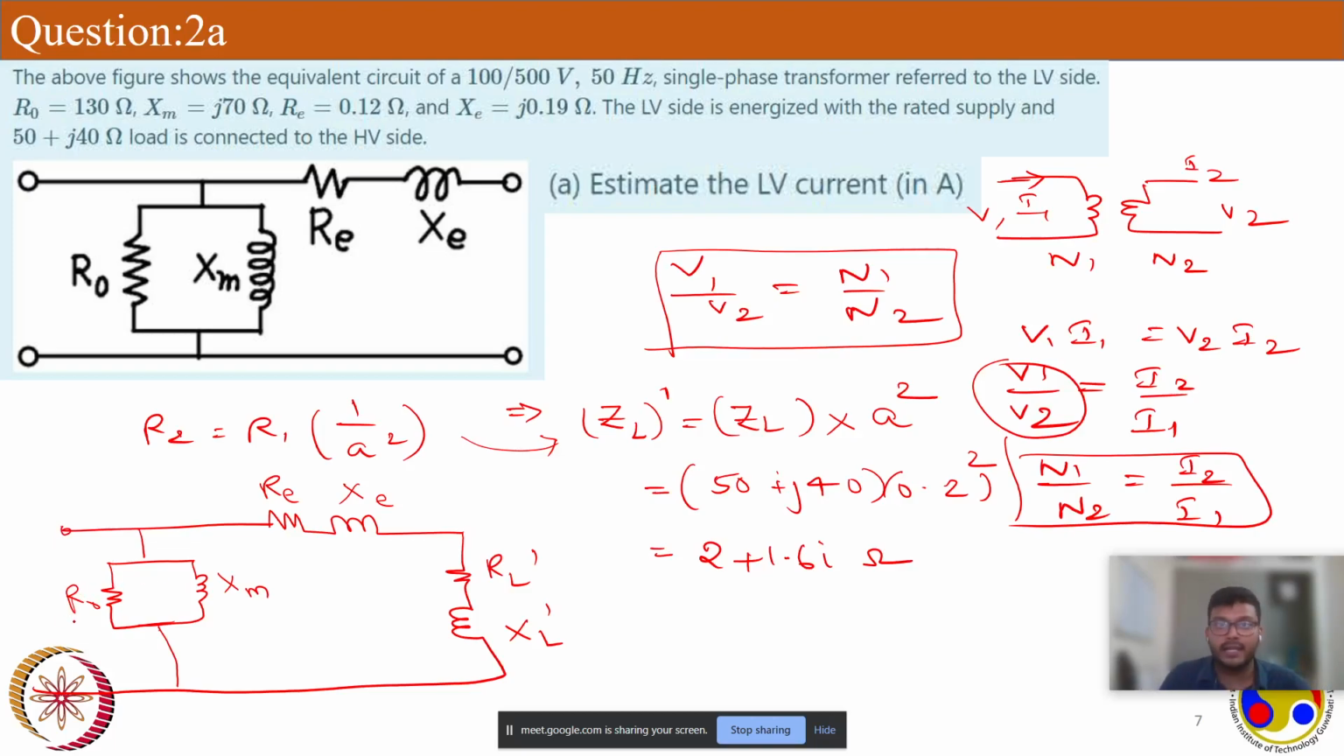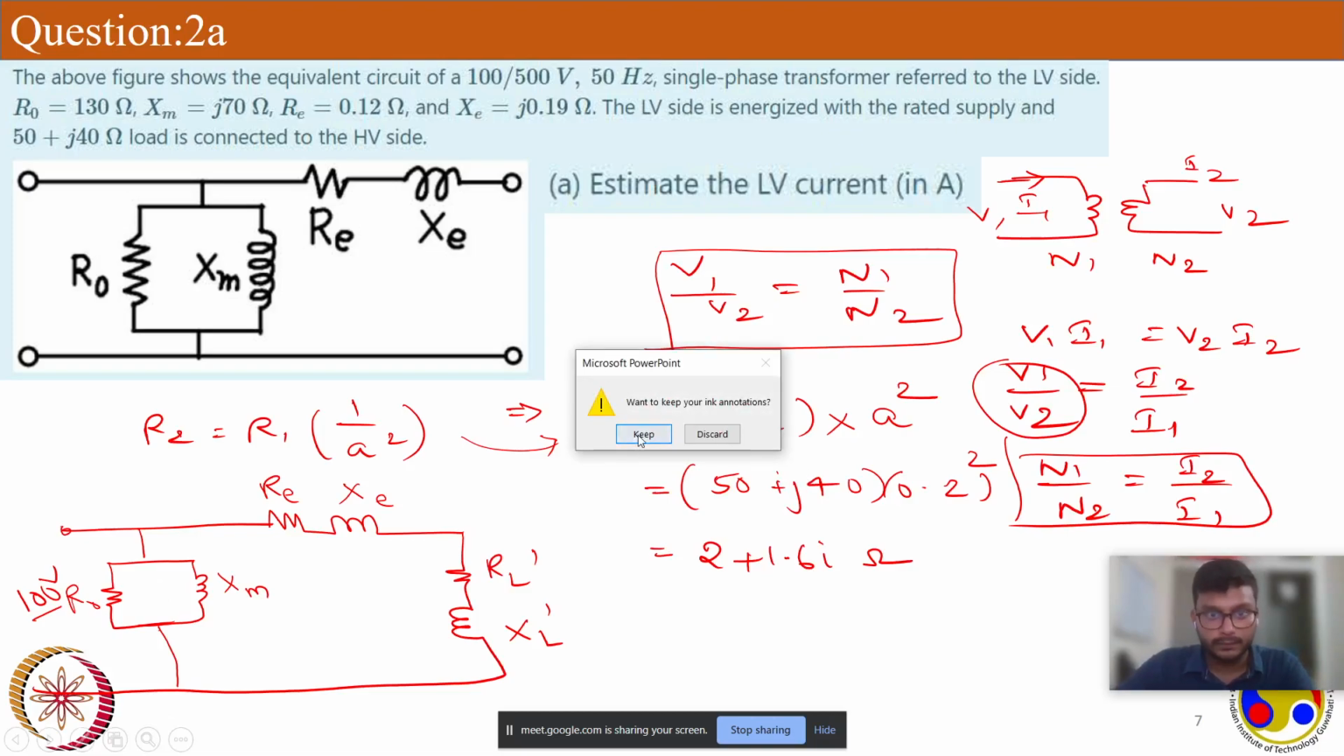The LV side is energized with the rated supply. So how much is the rated supply in the LV side? Can someone just tell me what is the rated supply? In the question, if you see, we know how much the rated supply is on the LV side. Yeah, correct. Yeah, 100 volts. Now let me draw this circuit.